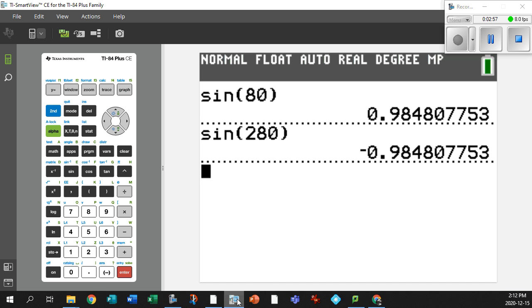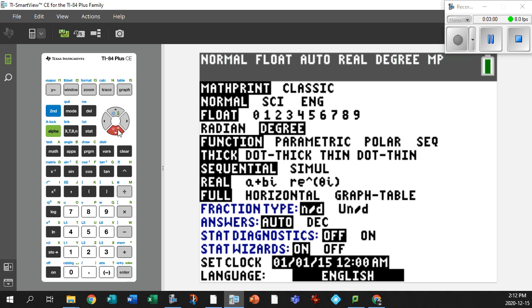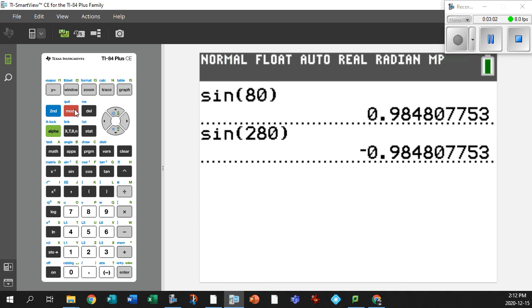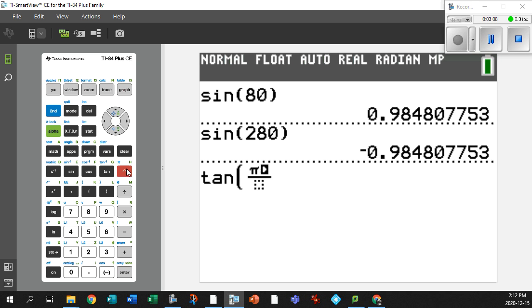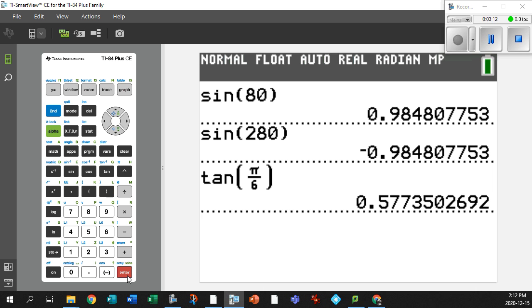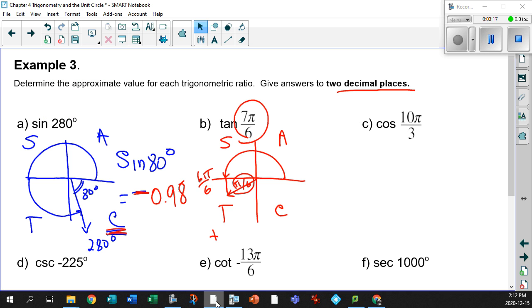Before I do that, switch my mode to radians. Boom. Second quit. Tan of my fraction, pi over 6. Boom. There it is. Punch it. 0.577 or 0.58 because they want you to have this in 2 decimal places. Positive 0.58. Okay, keep going.